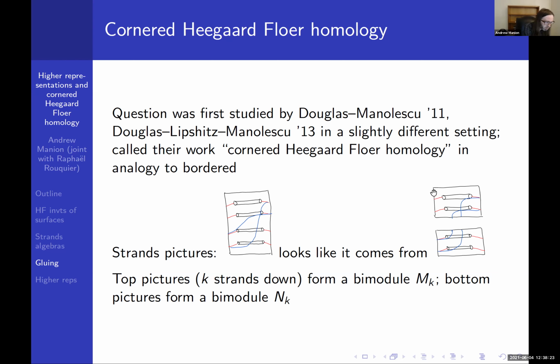So you can view this as follows. These types of pictures, where you have K strands emerging from the bottom, form a bimodule over the strands algebra. Because after all, your strands algebra is those things that have zero things emerging from the bottom. I can multiply on the left or right using the same rules as before. If K things emerge and I multiply on the left or right by an algebra element, I'll get another thing where K things emerge from the bottom. So that's an action of this algebra on a bimodule. Same for the bottom ones.